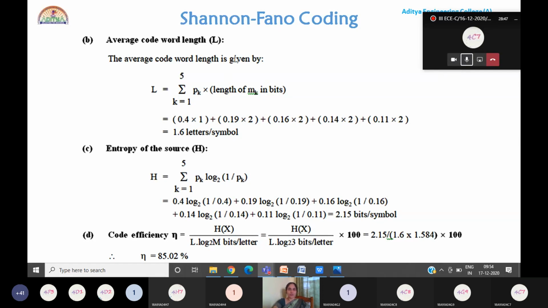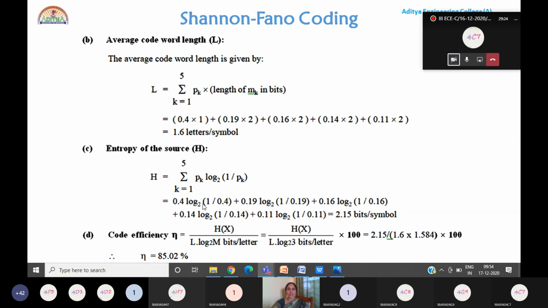If you observe the average code word length, I gave you the same expression: summation k equal to 1 to 5 of p suffix k into the length of the corresponding message in bits. So you will get 1.6 letters per symbol. But what about the entropy? Entropy remains the same because entropy depends only on the probability. Here there is no change in the probability, so it remains the same. Already we obtained the entropy as 2.15 bits per symbol.